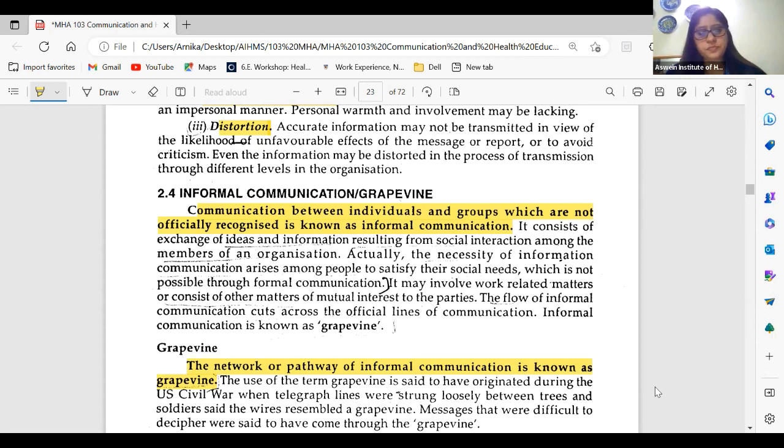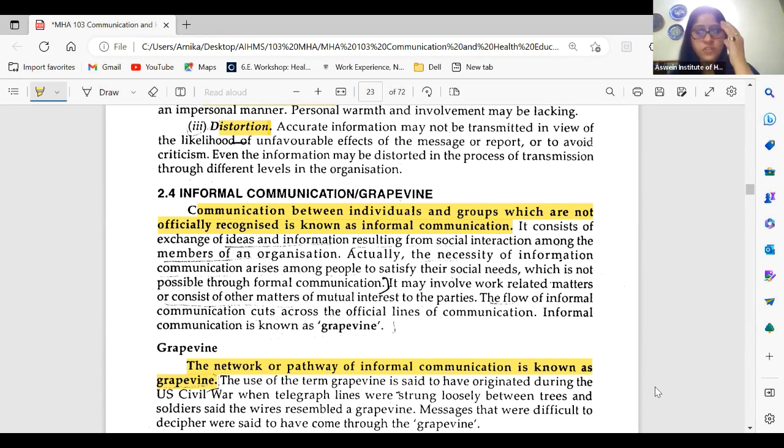Now, if we talk about informal communication, this is communication between individuals or groups, but it is not official. They can discuss official matters as well as personal talks under this.